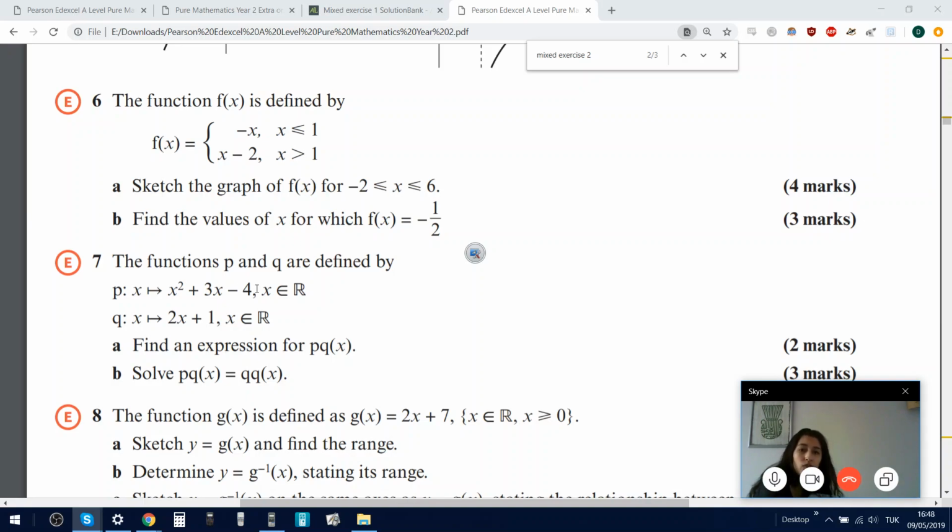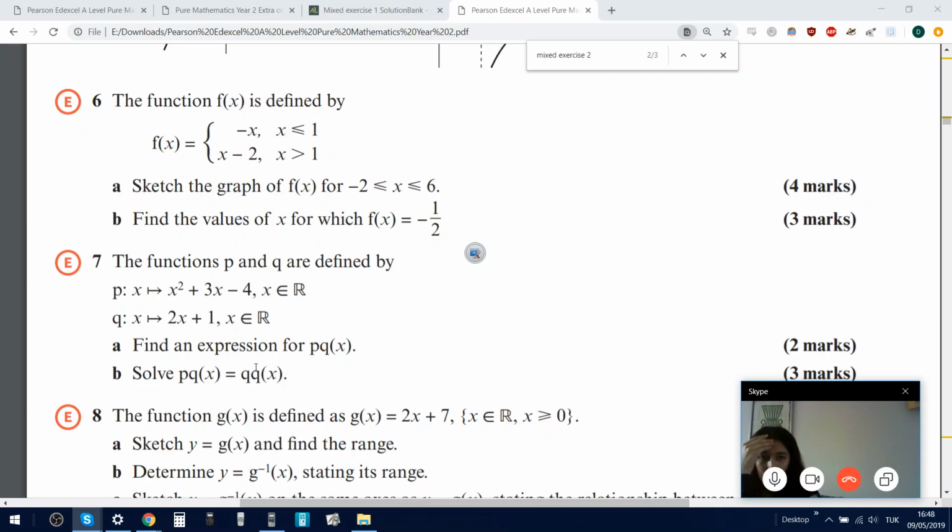Sketch the graph for that. f(x) is defined by that. So I'll do a little table and then do from -2 to 6 and find what the things are from -x and x minus 2, and then I'll just draw them. I feel like you can on your graph, but I don't know how to do it on my calculator.